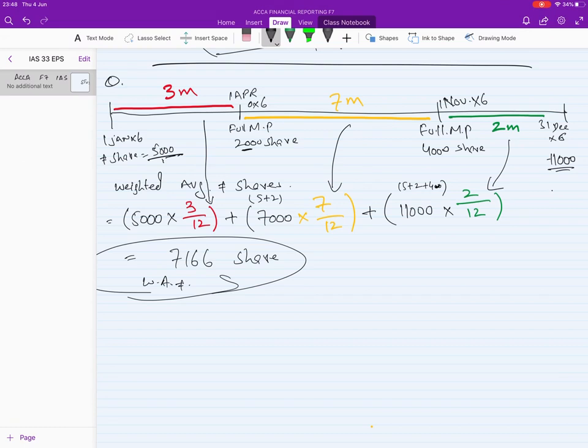Then you can divide the profit by the number of shares. If your profit is 100,000, you can divide it by 7,166 and you will get EPS. Please have a look, then we will move forward.